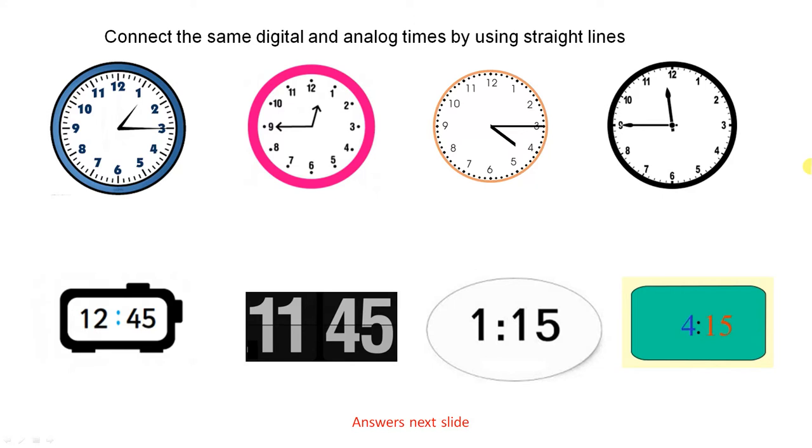Connect the same digital and analog times by using straight lines. So the answers are on the next slide. So if you look at 12:45 here, this is the digital time, you connect that with the same analog time. Here we go now for the answers.